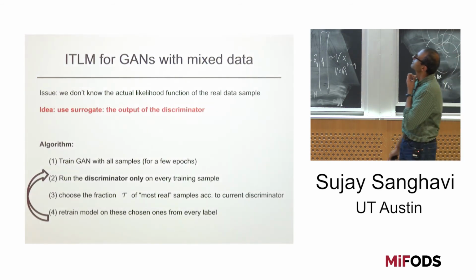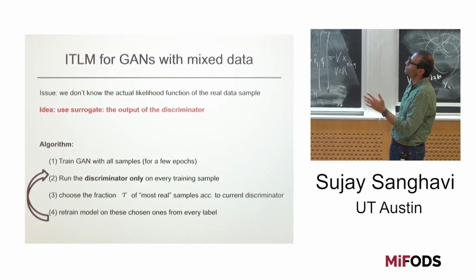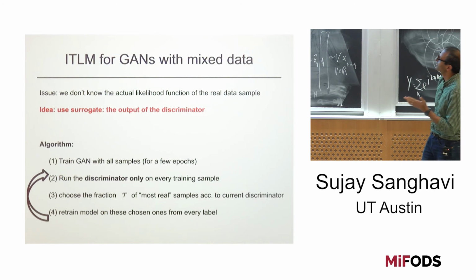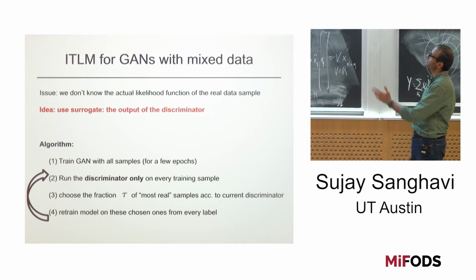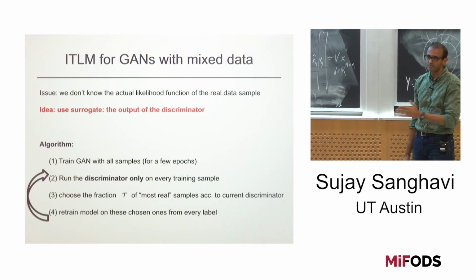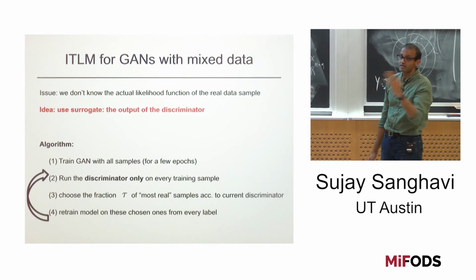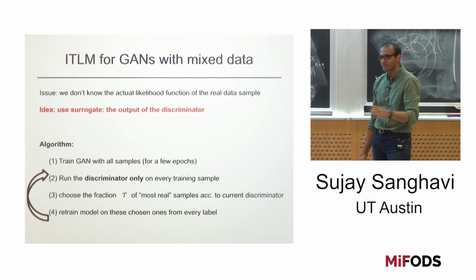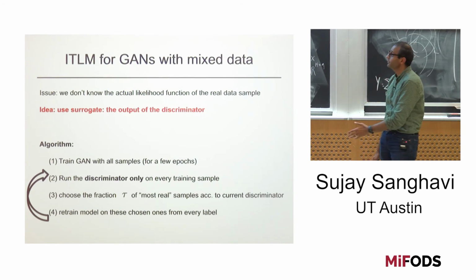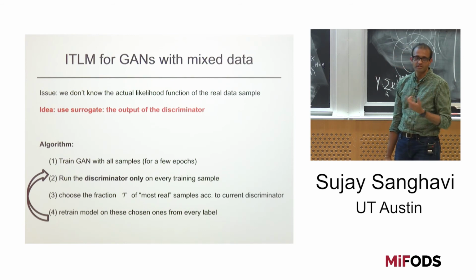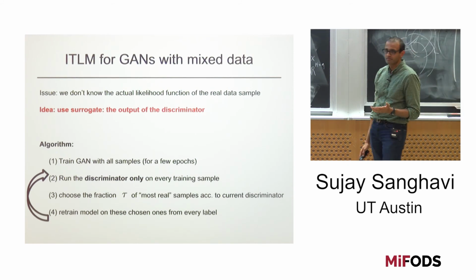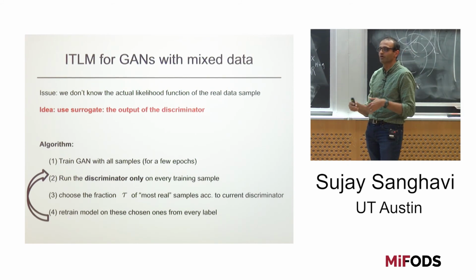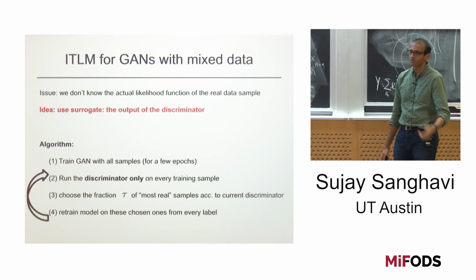All right, so as I said, the idea is to use the loss surrogate, which is the output of the discriminator. Once you do that, the algorithm is kind of out of the box for you. You first train a GAN on all the samples, obviously only for a few epochs. Then you run the discriminator only on every training sample, and for every training sample, it will tell you if it's real or not. Then you choose the fraction tau that it thinks is most real, and you retrain with that for a few epochs, and you repeat. And you can increase the number of epochs you train for as you go further in this iterative training process.